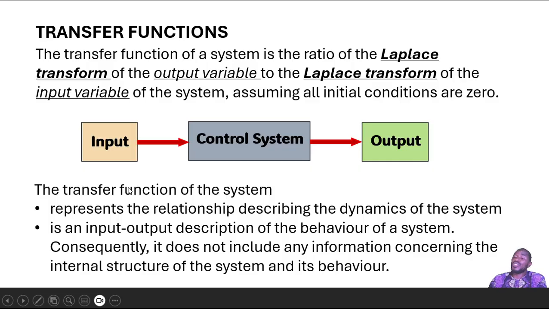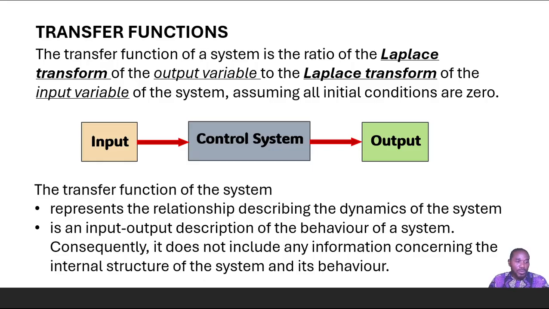So the transfer function represents the relationship that describes the dynamics of that system. It tells us what happens to the input that comes into that system to give us the output. It is an input-output description of the behavior of the system. So consequently, it does not necessarily include any information about the internal structure of the system or how it behaves. It's just giving us a relationship between the output and the input of that system.